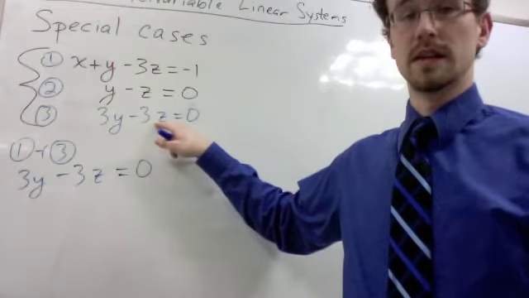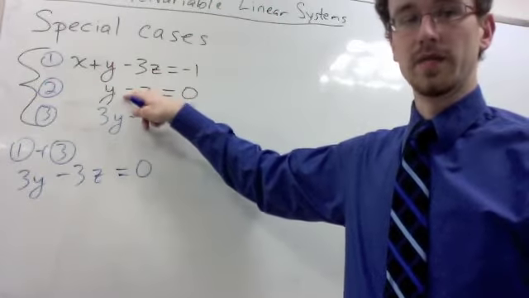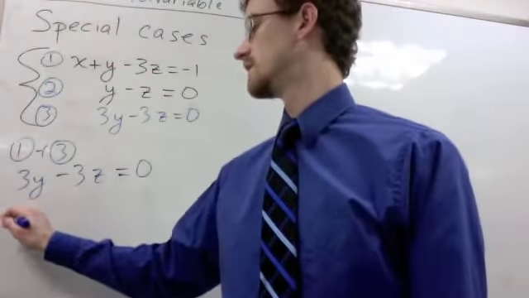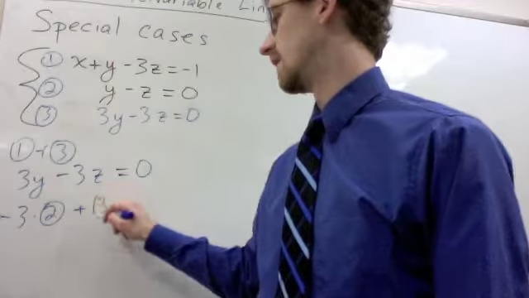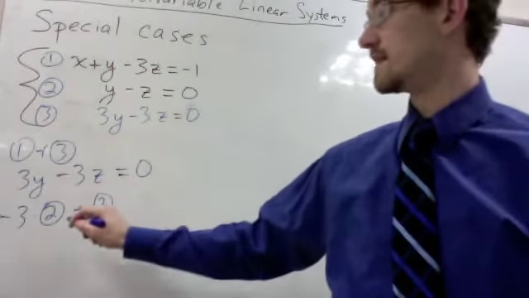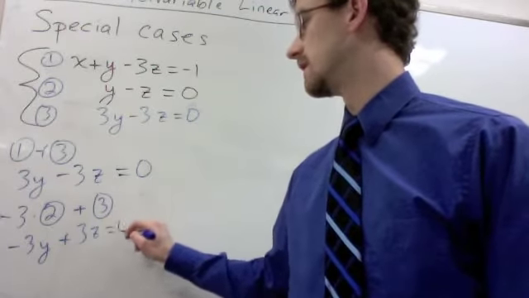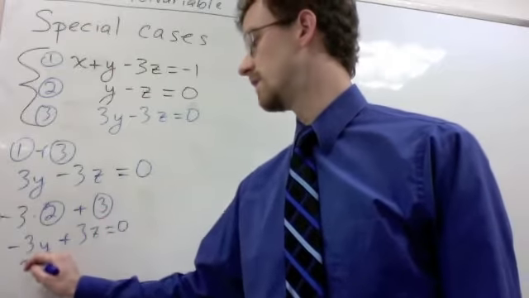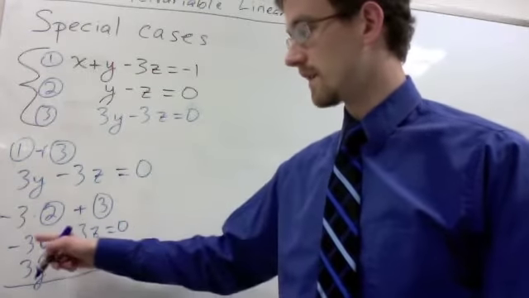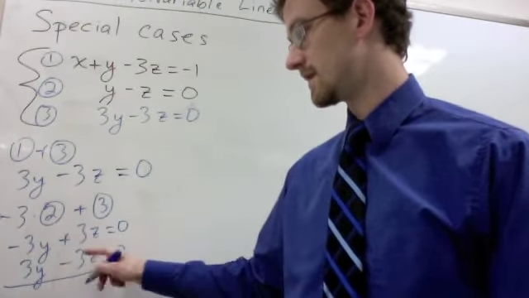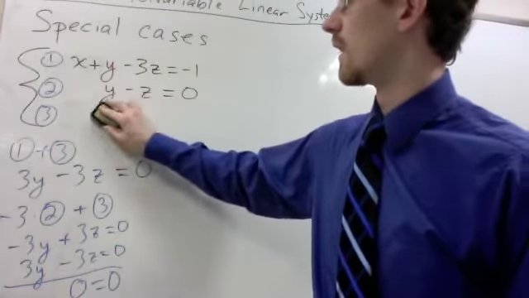again, we want only z in our last variable, so we want to eliminate that 3y, which we can do by adding negative 3 times equation 2. So take negative 3 times equation 2 plus equation 3. So that is negative 3y plus 3z equals 0, plus equation 3, which is 3y minus 3z equals 0. You notice those cancel out, and we're left with 0 equals 0 for our third equation.